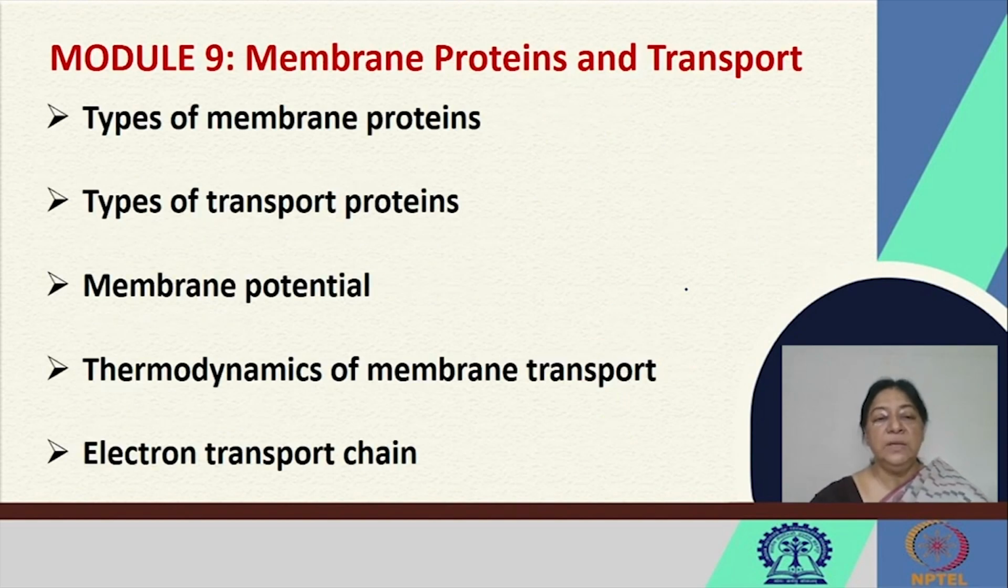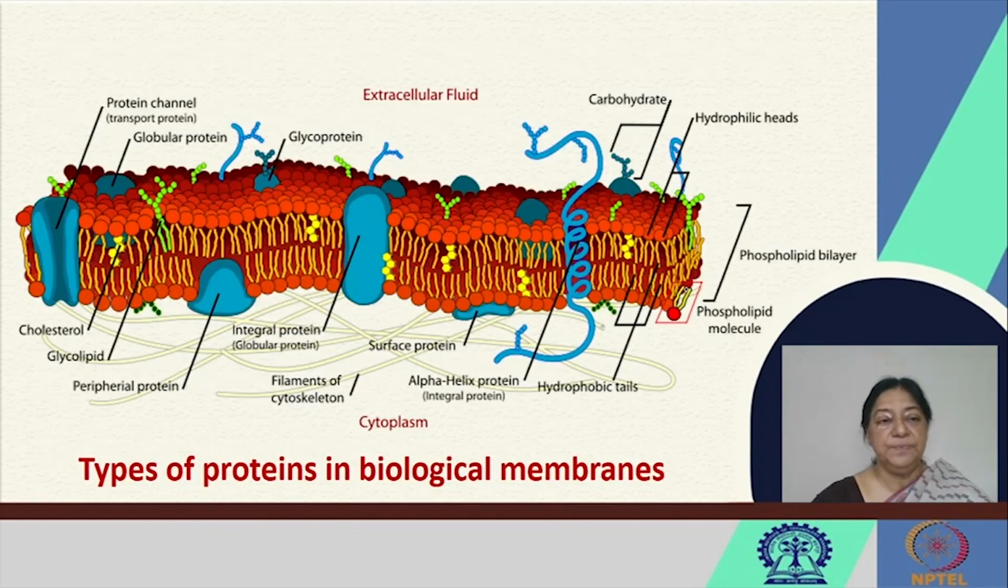In Module 9, we looked at membrane proteins and their transport, the different types of membrane proteins possible, the transport occurrences, membrane potential, and the thermodynamics of membrane transport, and how we have an electron transport chain, a complex of several proteins that results in very important reactions for biochemical processes.